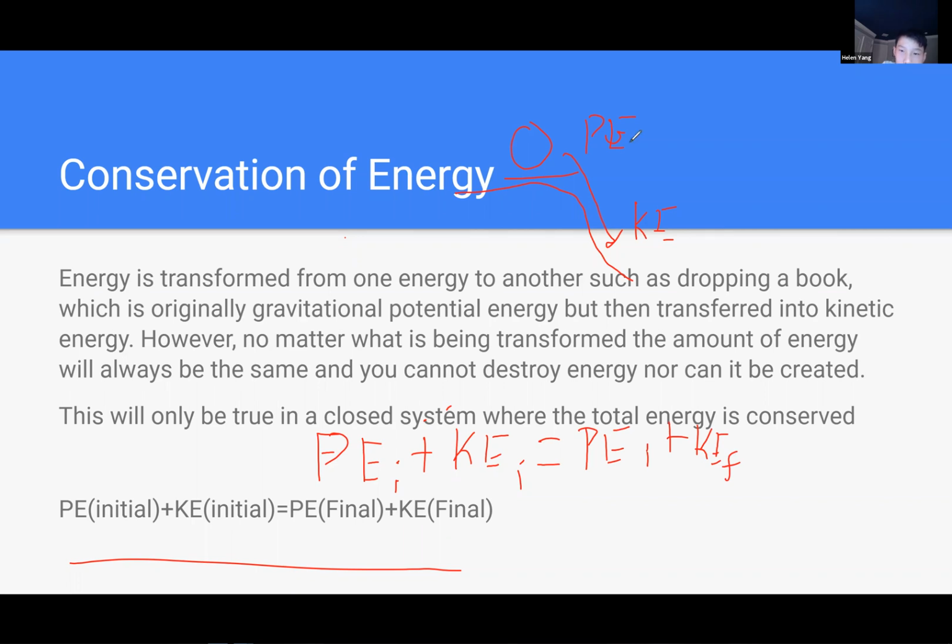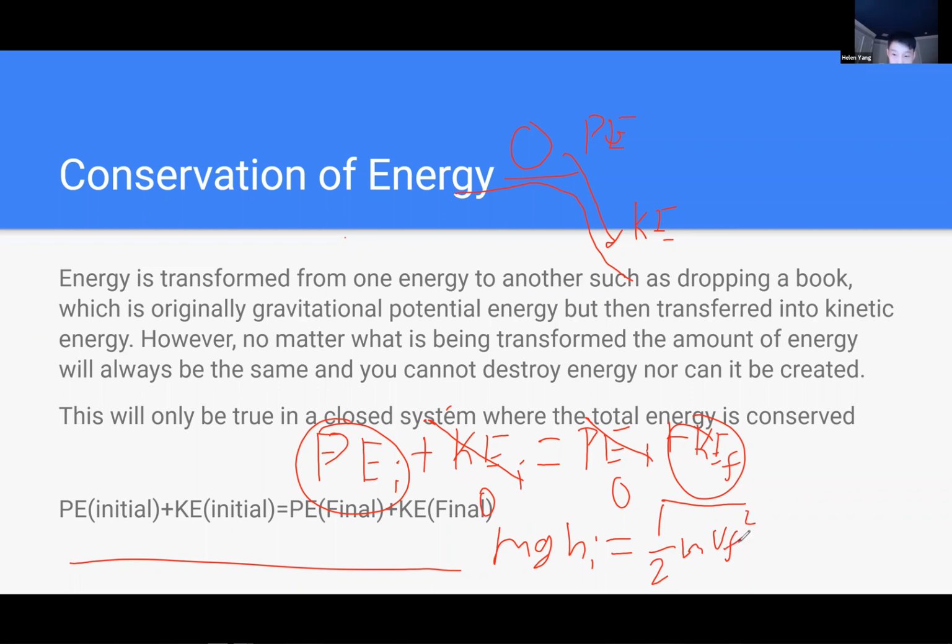So you can see that in this situation, it has initial potential energy and zero kinetic energy since it's on top of the mountain and not moving. And in the end, the final potential energy is zero, while the final kinetic energy is not zero. So we write mg times h initial is equal to 1/2 m v final squared. And you can use this equation to find the velocity or the height if you know the mass already.